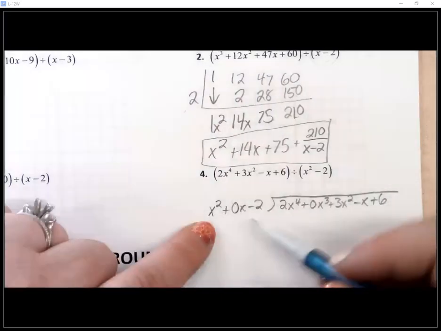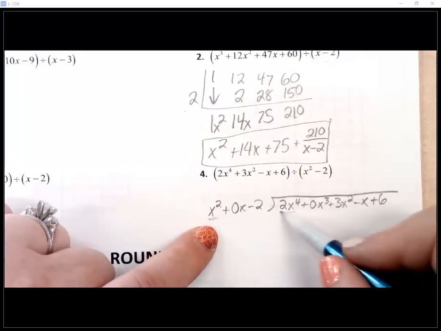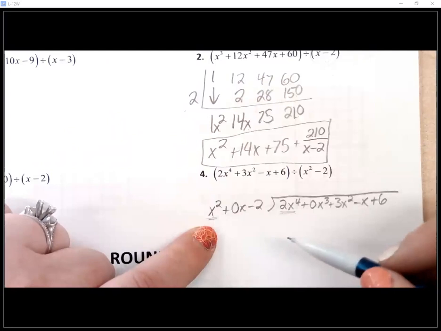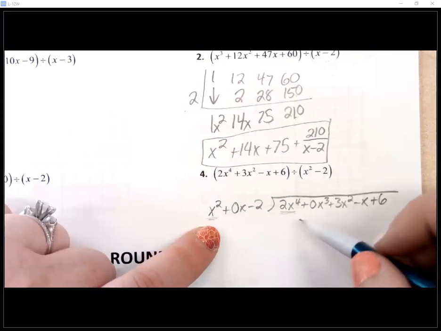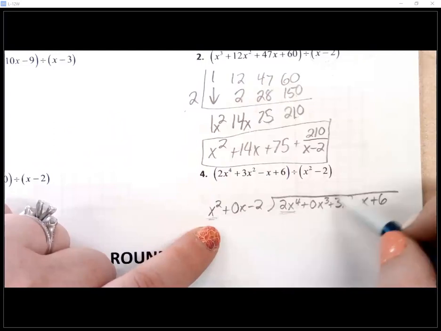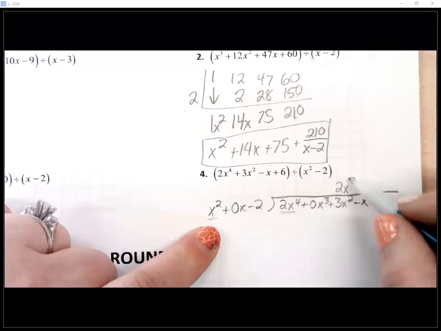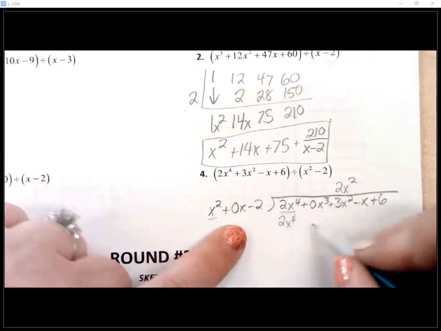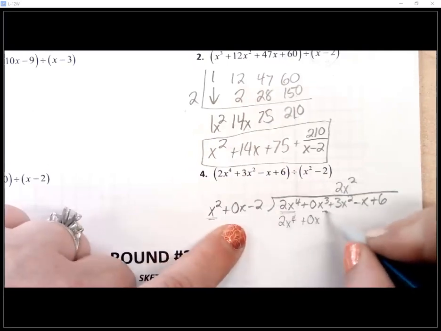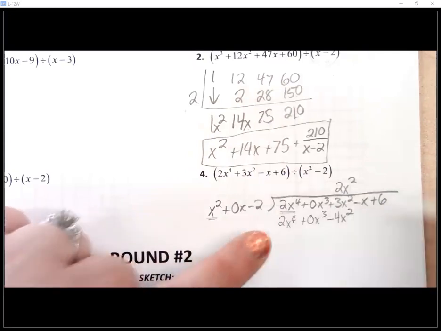I just ask myself, what do I multiply x squared by to get 2x to the fourth? What would that answer be? 2x squared. So up top in the x squared column, I put 2x squared. I'm going to take that number and multiply it by everything that's out in front. 2x to the fourth plus 0x to the third minus 4x squared. Don't get nervous with the zeros. 0 is a number just like anything else.